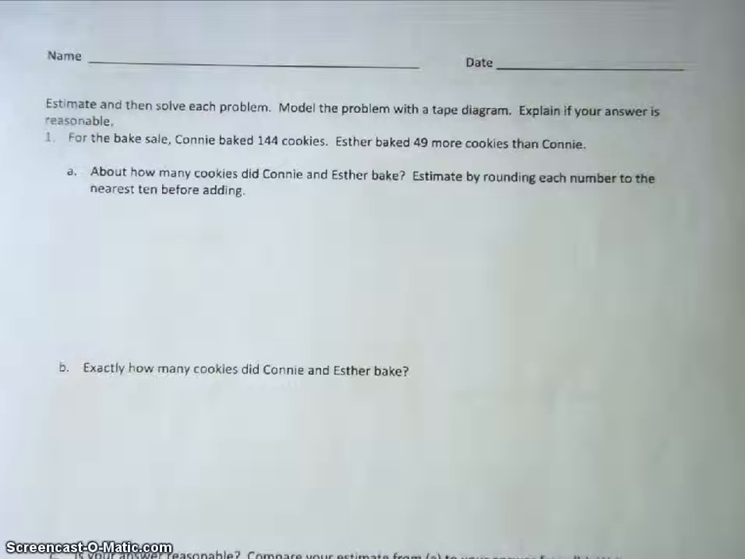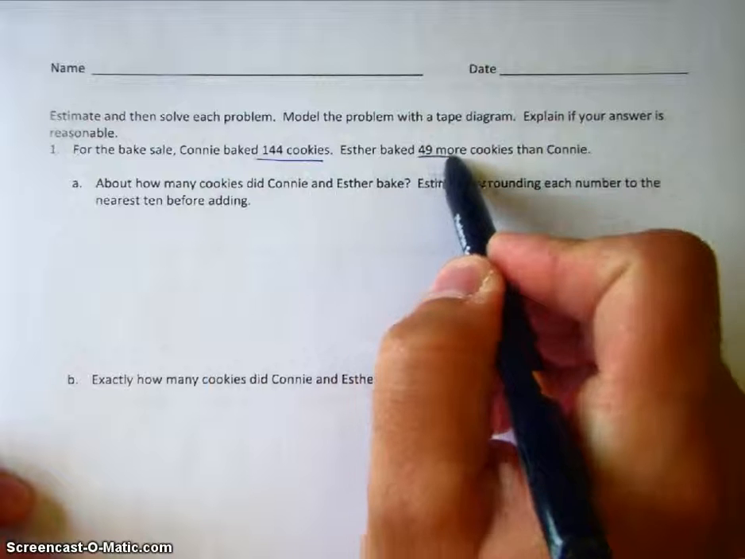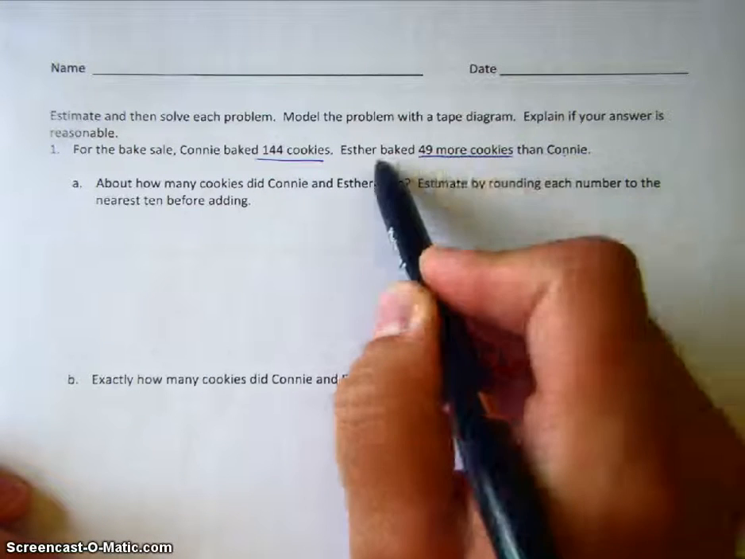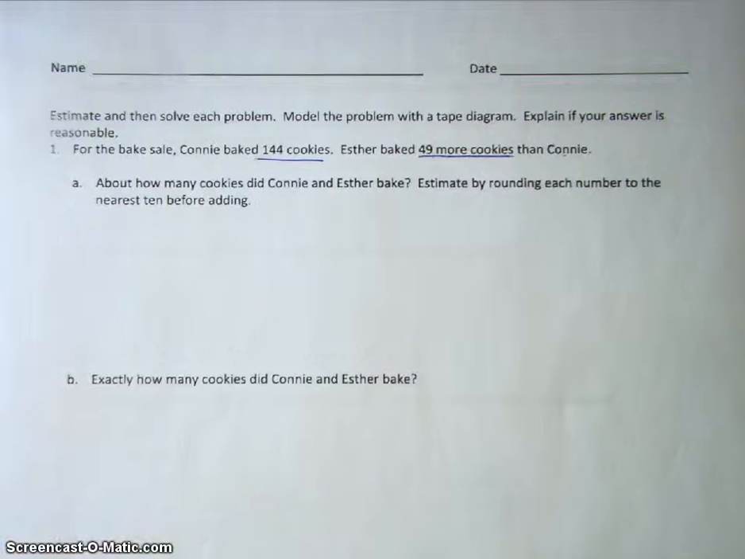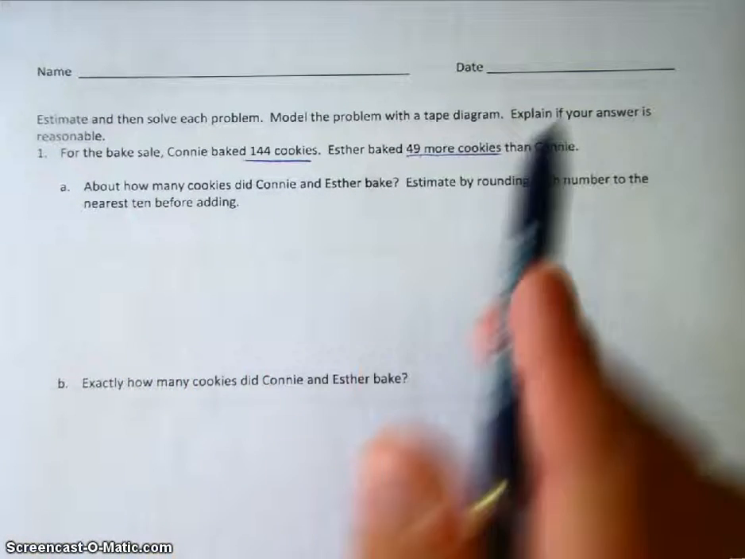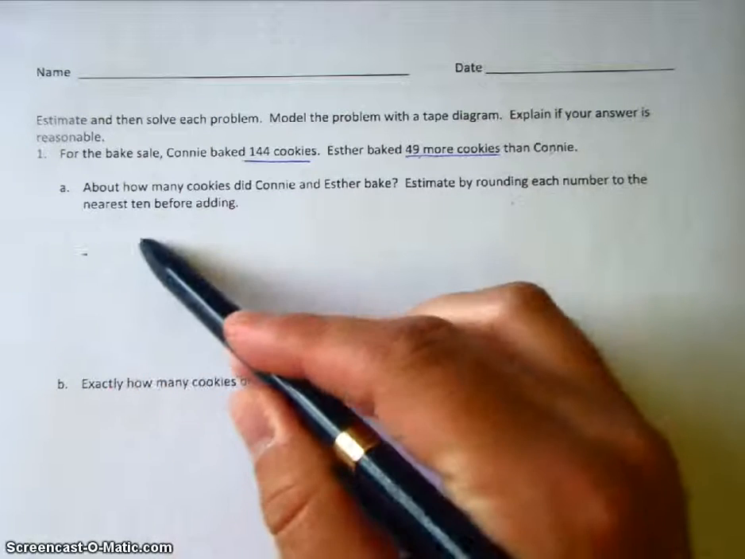So for the bake sale, Connie baked 144 cookies. Right. Esther baked 49 more cookies than Connie. Okay, so again we see that word more. So Esther's not baking 49, she's got 49 more than Connie. Okay, big difference. So first up here we're going to estimate. So about how many cookies did Connie and Esther bake? We're going to estimate by rounding each number to the nearest 10 before adding.